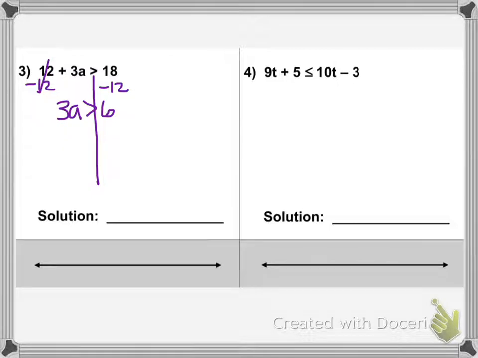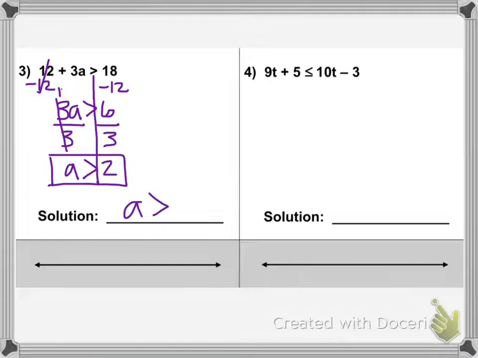Next step, get rid of that 3. We're going to get rid of that by dividing. Notice I'm dividing by a positive, so I don't need to flip my symbol either. So a is greater than 6 divided by 3 is 2. So the solution is all numbers that are greater than 2. So on my graph, I've got to put 0. I've got to put the number 2. I've got a greater than symbol, so that's an open dot on 2. This time, my symbol points to the right, so I'm going to shade to the right.